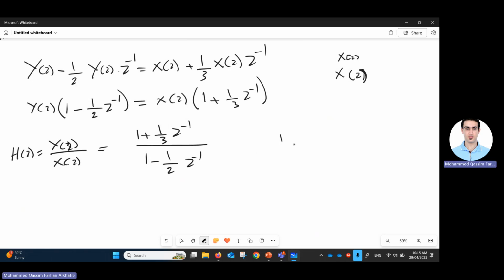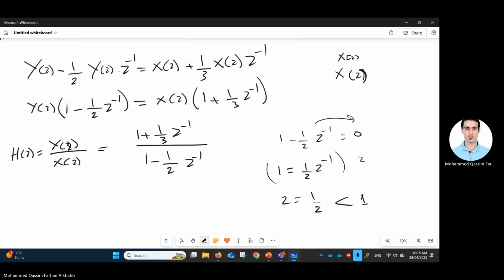Okay, poles. So 1 minus 1 over 2 z to the negative 1 should be equal to 0. That's the pole, right? Okay, so let's move this one there. 1 over 2 equals z to the negative 1. Multiply by z for both sides. So z equals 1 over 2, less than 1. So it is stable. I can go to the unit circle and the pole is there. All right, now what about its inverse z transform?